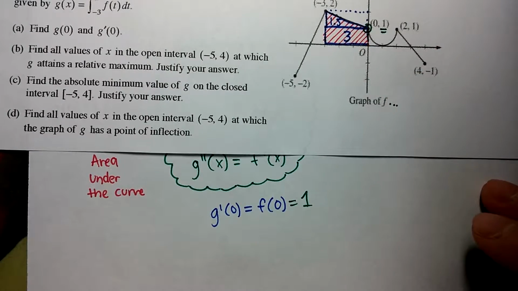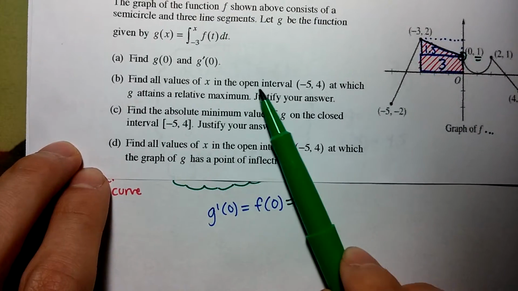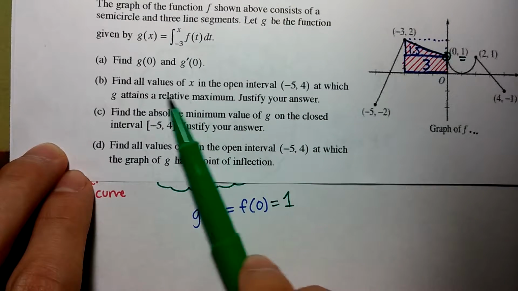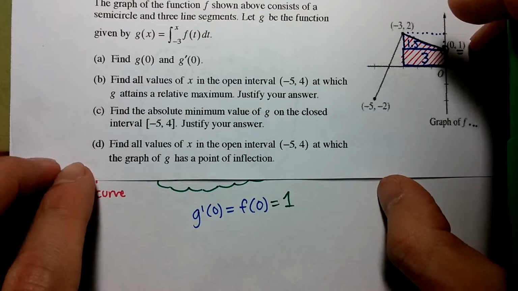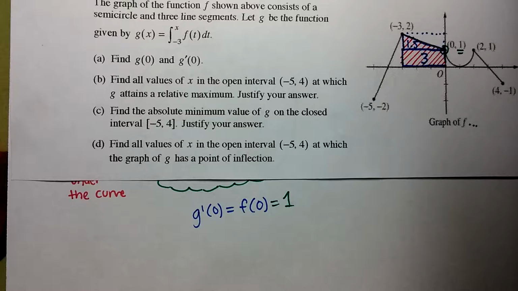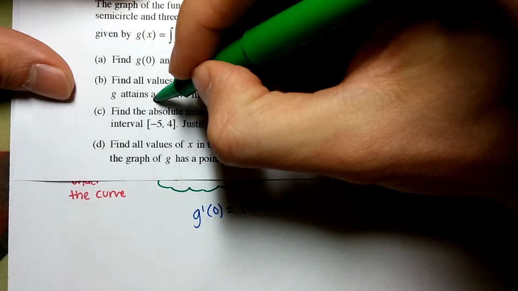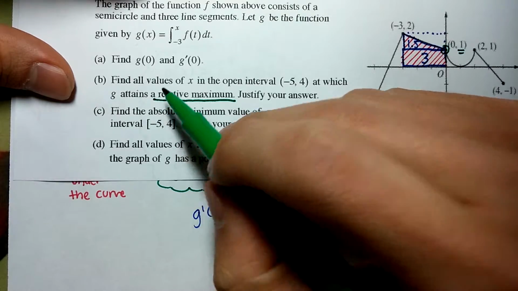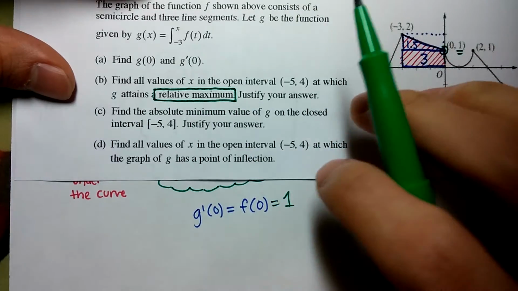Okay, part B: find all the values in the open interval -5 to 4, which is what we have here, at which g attains a relative maximum. Justify your answer. Okay, if I look at this question, the key word here, what stands out to me, is g attains a relative maximum. When you read relative maximum, you have to translate this into calculus.